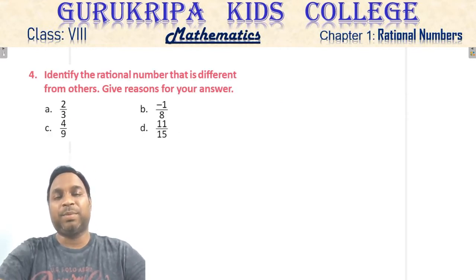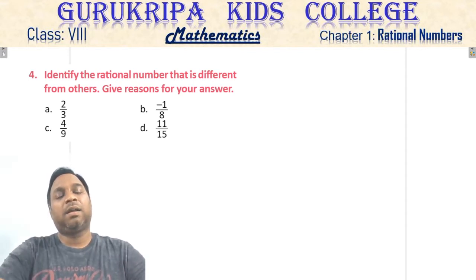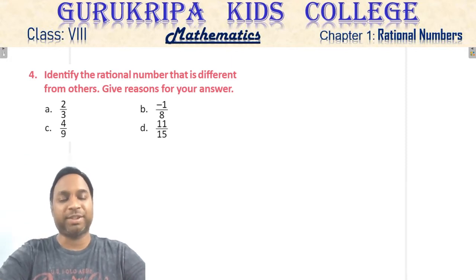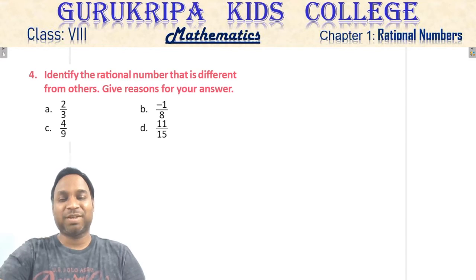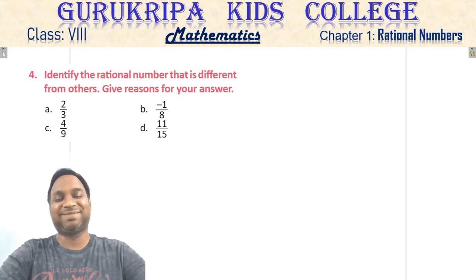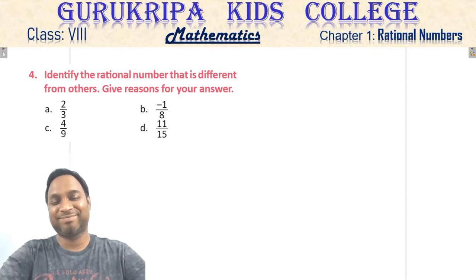Identify the rational number that is different from others. Give reasons for your answer. There are 4 numbers given. A is 2 by 3, B is minus 1 by 8, C is 4 by 9, D is 11 by 15. Which of the 4 is different? Very interesting question. What do you think is different from others? Which one is different? How to decide?